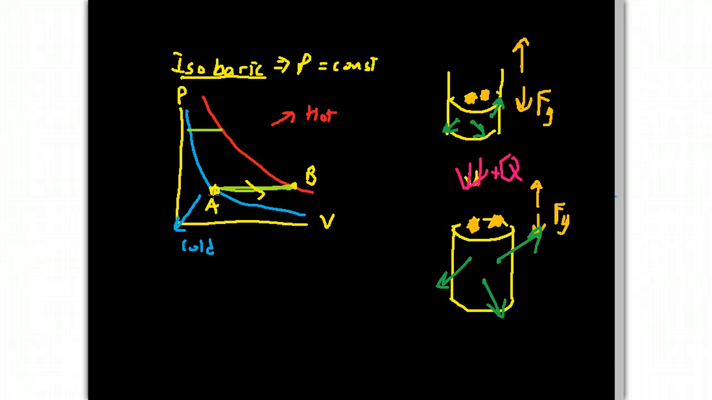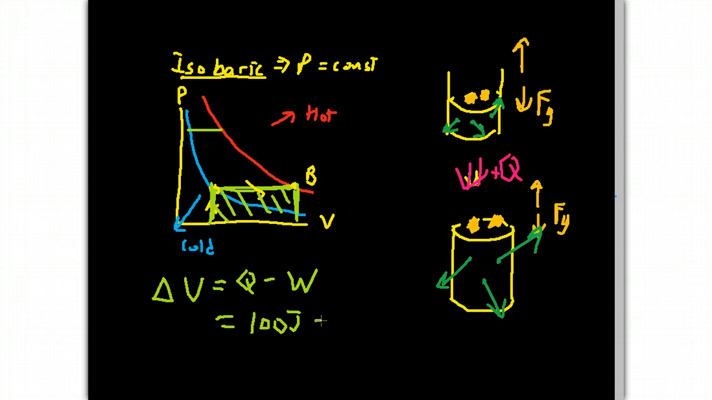Now, to get the work that's being done, in this case by the gas, you just take the area under the curve. And bear in mind that the gas is doing positive work. So an example of how this might look would be, let's say we want to find the change in internal energy. That's Q minus W. You might have something like 100 joules of heat added for 50 joules of work being done. And so you wound up with this change in internal energy of plus 50 joules.